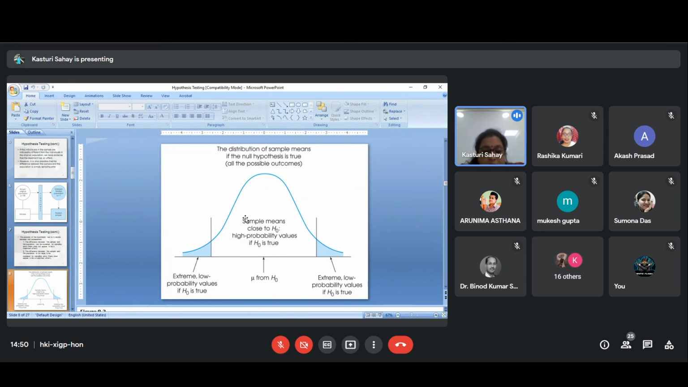Now, see, this is how your normal curve looks. Sample means close to H naught have a high probability value. Now, this is a kind of graph which you make, right? If H naught is true, you get these two, and this is your critical region, and you reject. And we'll move forward and I'll explain everything about this.